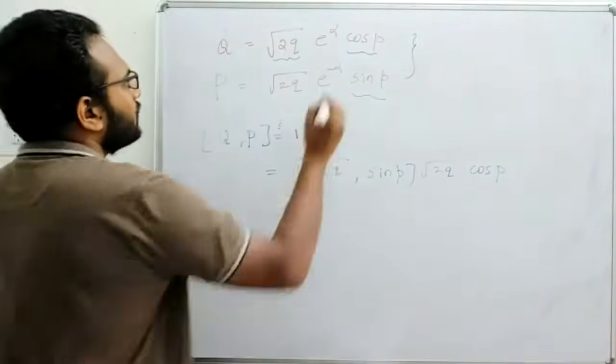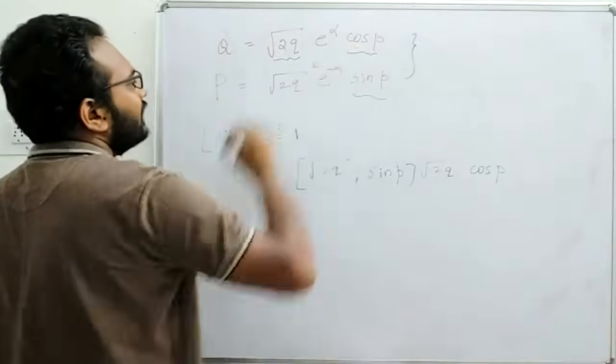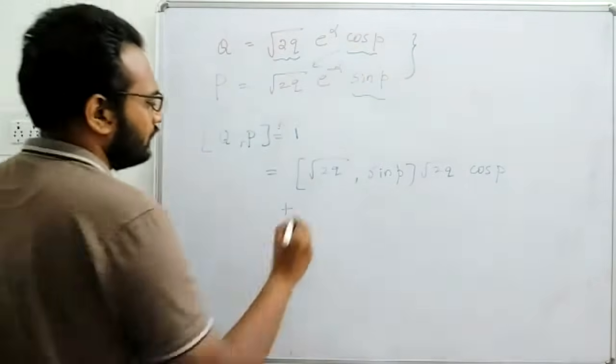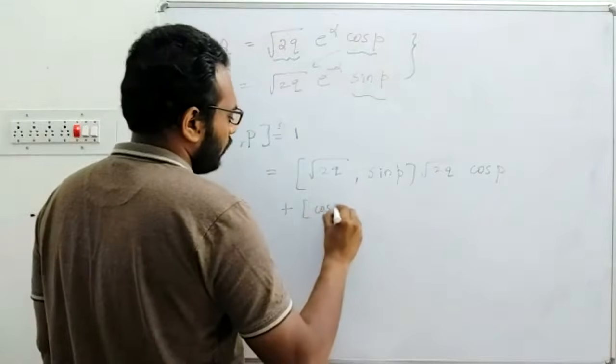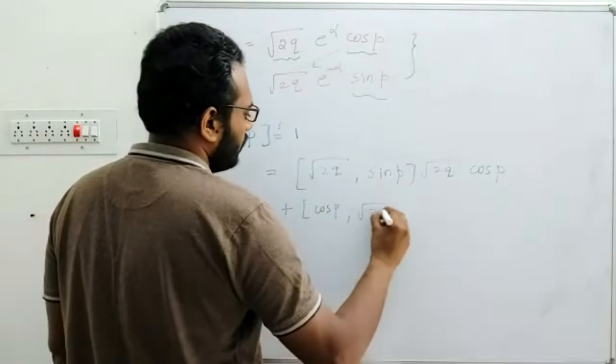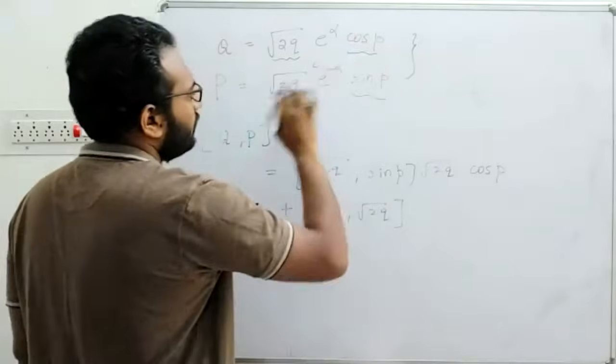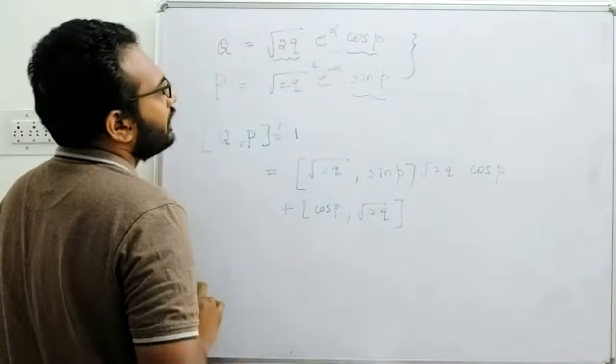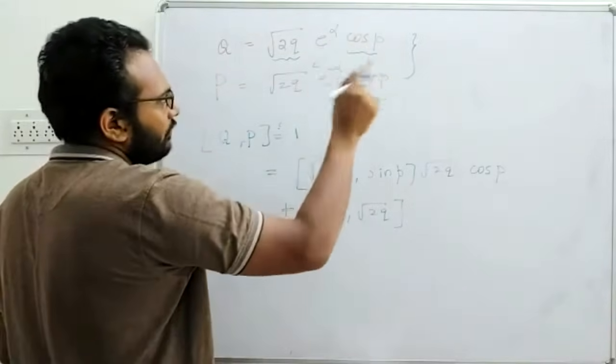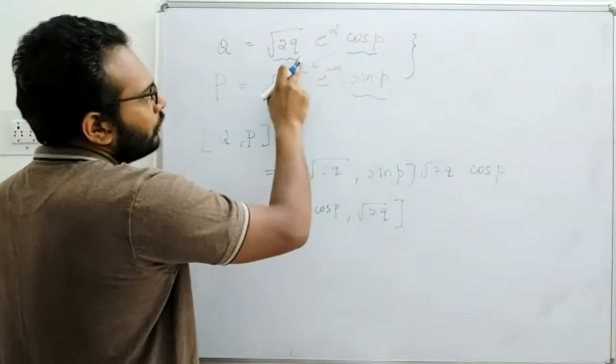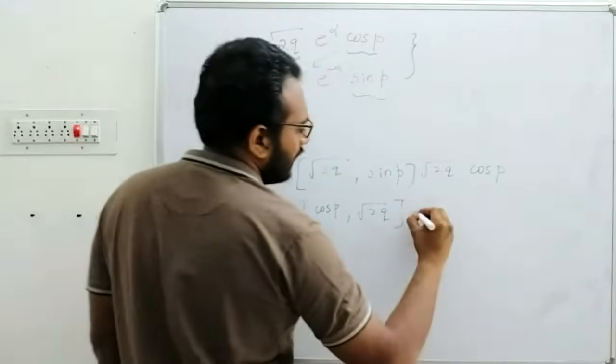There's also one more non-zero Poisson bracket, that's cos P with square root of 2Q. So I write it as cos P with square root of 2Q. And what do we have? E raised to alpha, e raised to minus alpha is 1. You've got a square root of 2Q here and a sin P there.